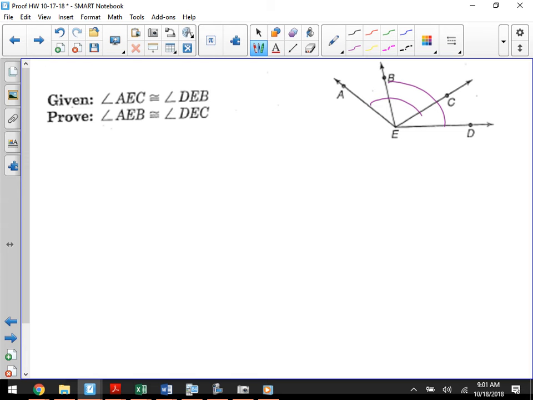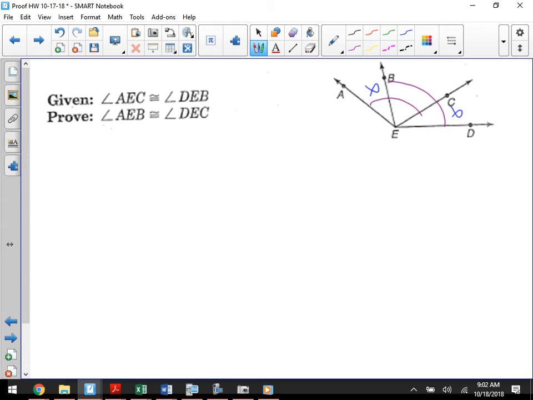Before you go any further, before you write anything down, look at what they're trying to get you to prove. They're trying to get you to prove that the two smaller angles on the outer edges, those two are the same. I'm just putting a little X there. You want to prove that those two are the same.